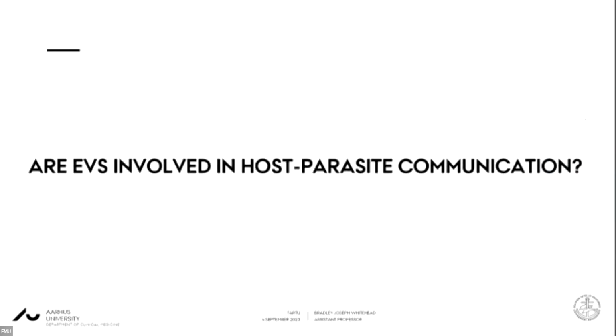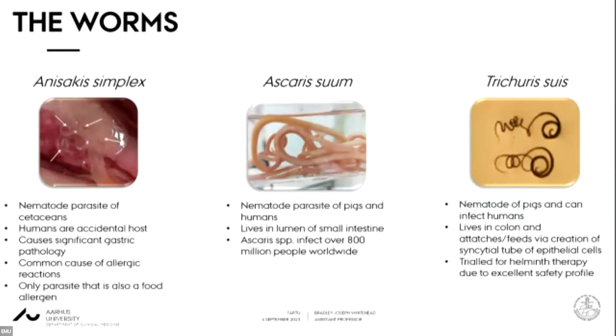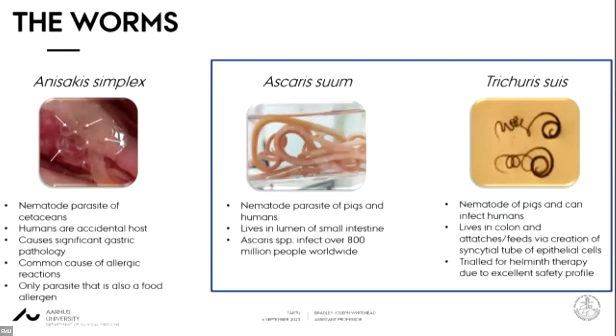So obviously, with it being an EV meeting, we were interested, are EVs involved in host-parasite communication? So these are the 3 different worms we're going to introduce. We have the Ascaris suum and the Trichuris suis. These are both nematodes of pigs, but they can and will infect humans.